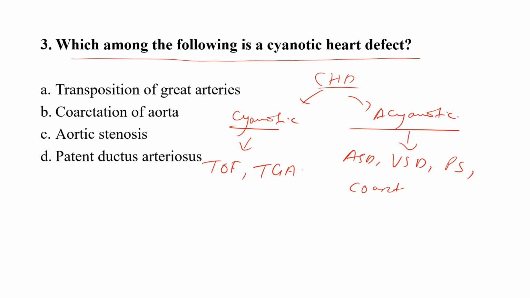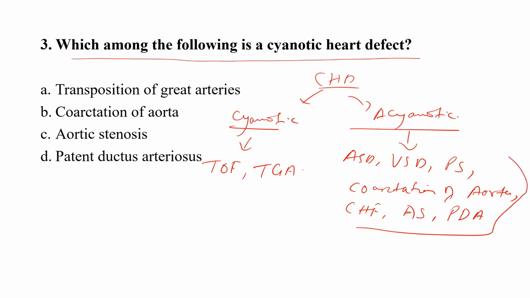coarctation of aorta, then congestive heart failure, aortic stenosis, patent ductus arteriosus. These are the acyanotic heart diseases, whereas this is the cyanotic heart disease. So the correct option here is option A, which is transposition of great arteries.